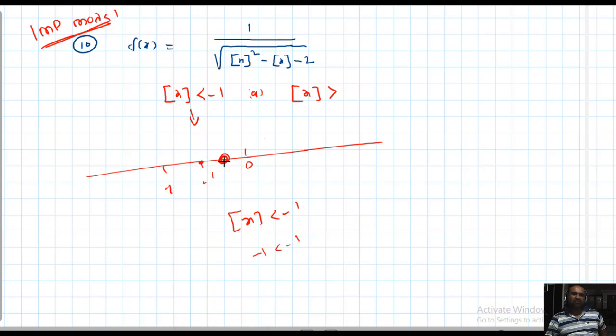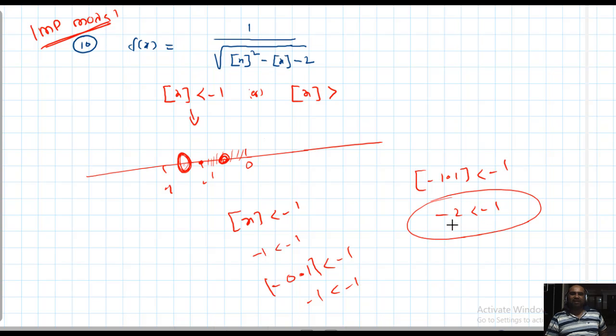If you take a value like minus 0.1, step of minus 0.1 is minus 1 only, no? Minus 1 less than minus 1 is wrong, means these values I can't take. So if you take a value like minus 1.something, observe, step of minus 1.something is minus 2, and minus 2 is less than minus 1. Correct only, no? So what is the meaning of that? All these values you can take except minus 1.